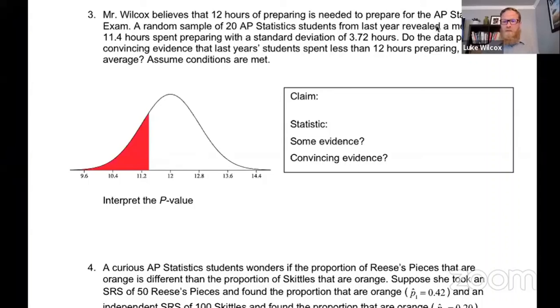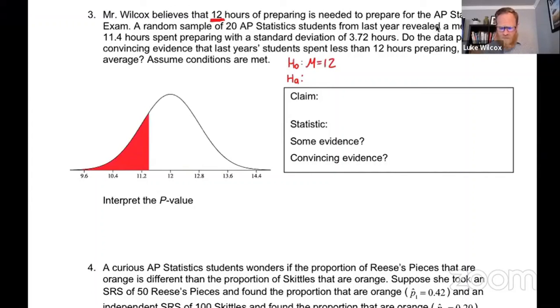Okay, now that we're into the more formal significance test that you saw towards the end of the year, I think we can officially write a null hypothesis and an alternative hypothesis for this one, okay? So the null hypothesis is going to be the claim that's made right up front by Mr. Wilcox that it takes 12 hours on average to prepare for the AP exam. So I'm going to make sure I'm using the correct notation here for the population, which is mu, and say that that's equal to 12.